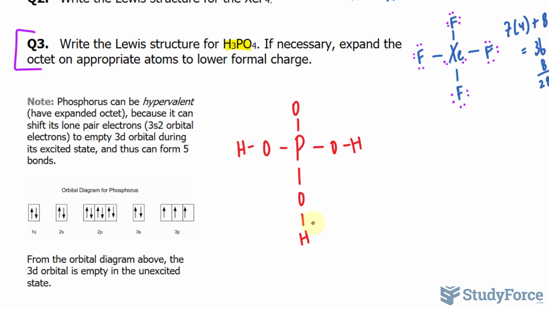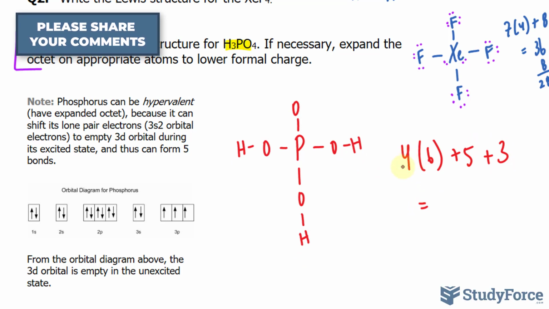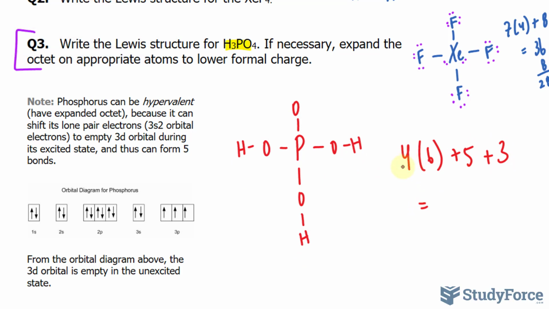Let's count how many electrons have been used up so far. 2, 4, 6, 8, 10, 12, 14. The total number of valence electrons can be calculated by knowing the valence electrons for each atom. We have 4 oxygen atoms, and each oxygen atom has 6 valence electrons, 1 phosphorus that has 5, and 3 hydrogens. 4 times 6 is 24, plus 5 is 29, plus 3 is 32. And we'll subtract 14 from this, where we get 18 left.